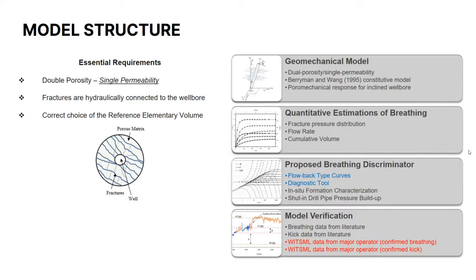For example, if we size our REV too small, then assuming the fractures are continuously distributed is not right. If we size it too large, reservoir scale, then we are assuming that all the fractures in the reservoir have homogeneous properties, which is not the case, especially if you have carbonate formations. But if we size it in length as the open hole section and radially as the size of the damage radius, then we actually have a consistent REV for this system.